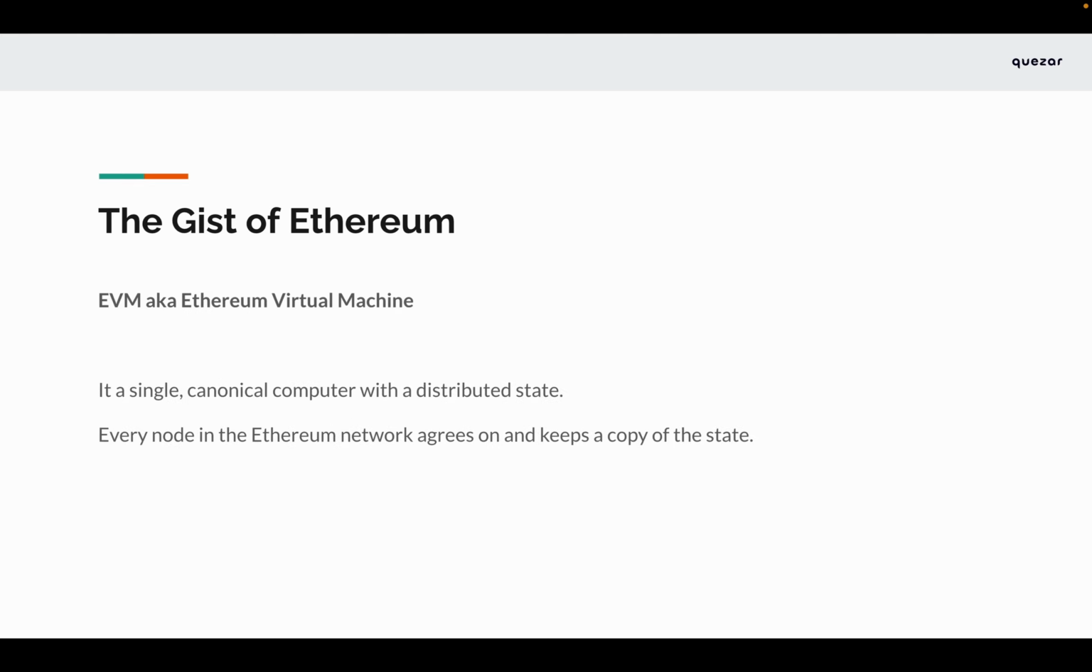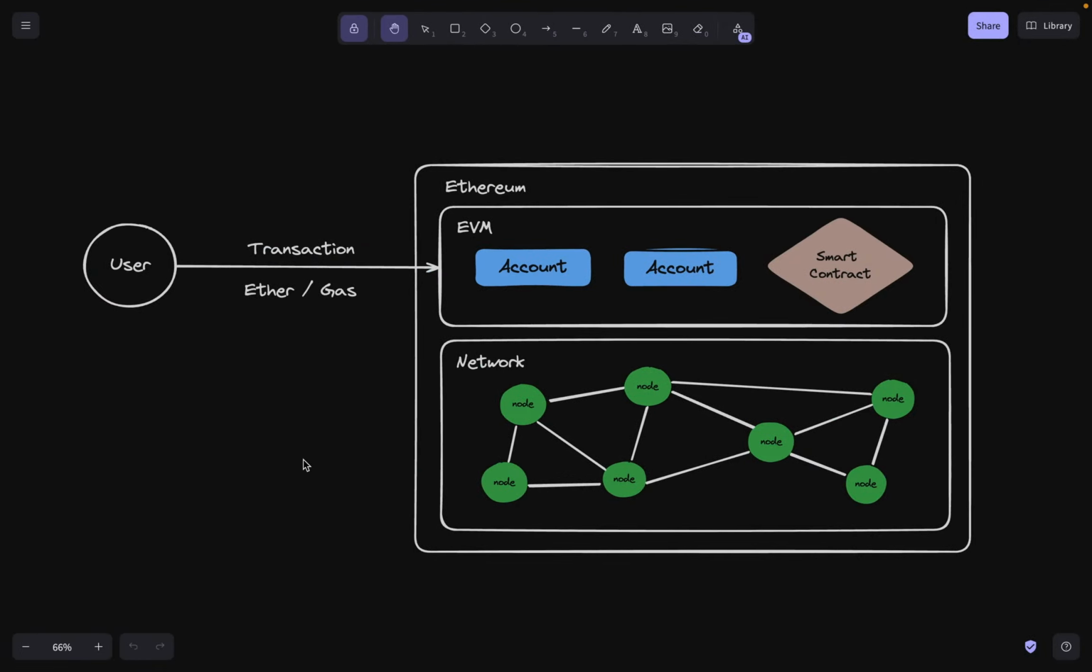Next is EVM, also known as Ethereum Virtual Machine. So, Ethereum Virtual Machine is a single canonical computer with a distributed state. Every node in the Ethereum network agrees on and keeps a copy of that state. So you can see that the entire Ethereum network is divided into two parts. One is EVM, the other is the network.